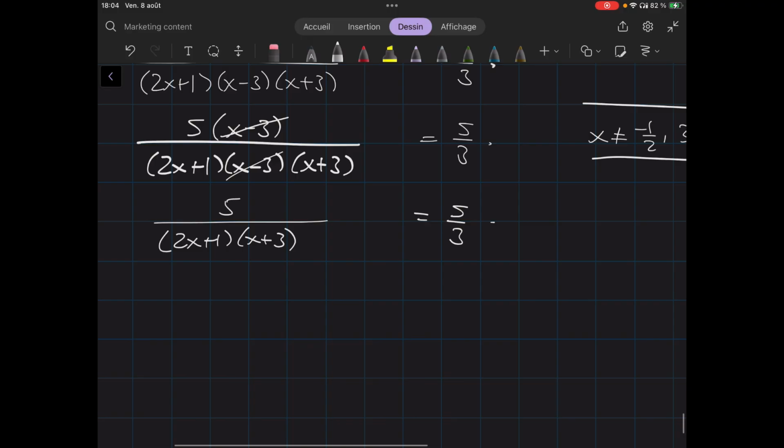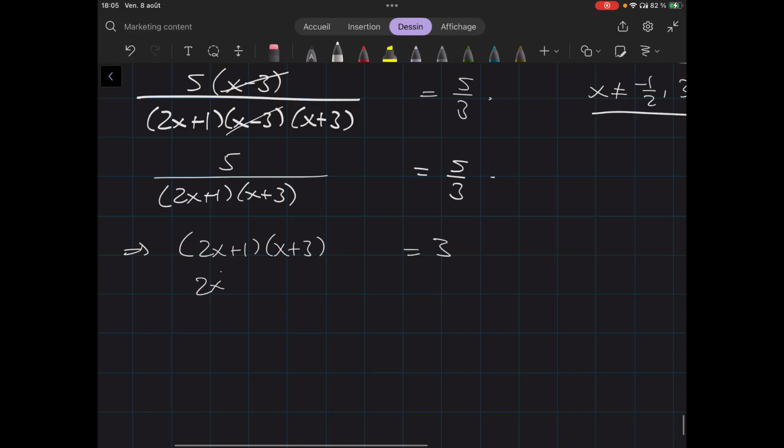For this to be true, therefore, (2x plus 1) times (x plus 3) has to be equal to 3. 7x plus 3 is equal to 3.